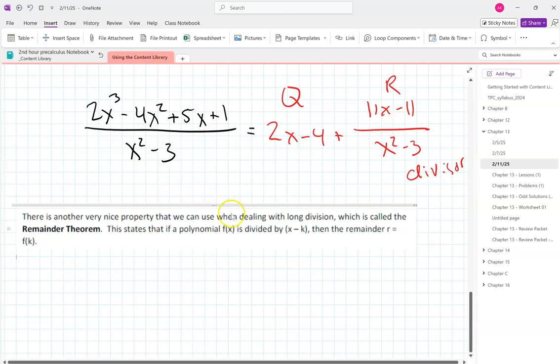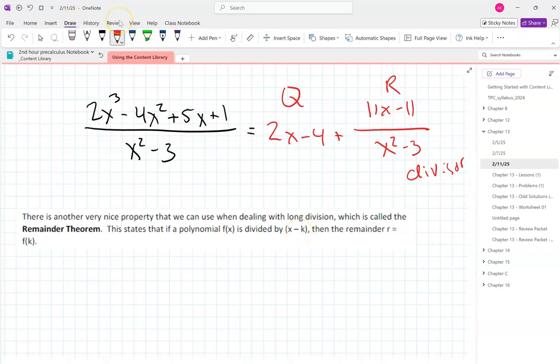It just says if I have some polynomial f of x, and I divide it by the polynomial x minus k, so some polynomial where the degree is 1 and the leading coefficient is 1, those types of polynomials are called monic polynomials. But if I divide f of x by a monic polynomial, the remainder is just going to be the same thing as if I plugged k into f.